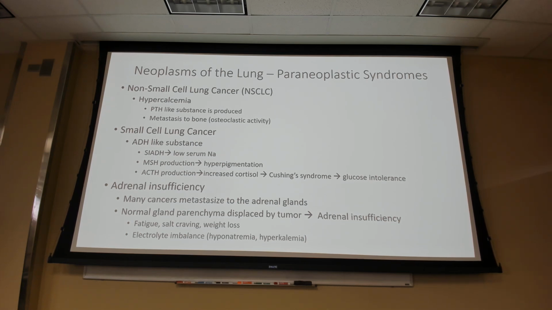With small cell lung cancer, we can have SIADH, so they'll have a low serum sodium. You can have melanocyte stimulating hormones, which cause hyperpigmentation. You can also see ACTH production, so they'll have a Cushing syndrome type appearance. And many of the cancers metastasize to the adrenal glands, so you may see adrenal insufficiency, which is fatigue, salt craving, weight loss, and multiple electrolyte imbalances as well.